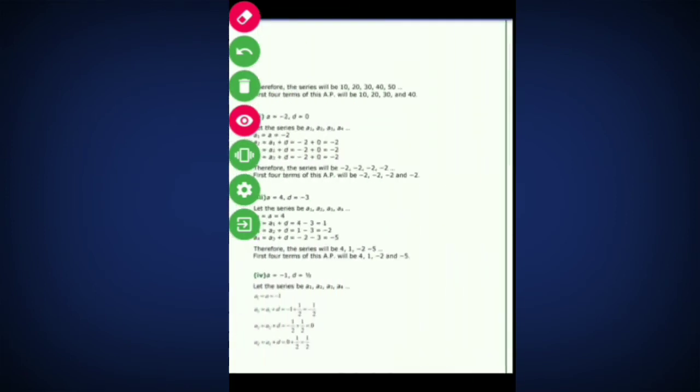Okay, students. Now that was question number 3. Now we will go to question number 2. Now what is written here? Write the first 4 terms of the AP when the first term and the common difference are given as follows. Okay, the first term is given here, 10, and the difference is 10. Okay, tell me how will you find out the second term?